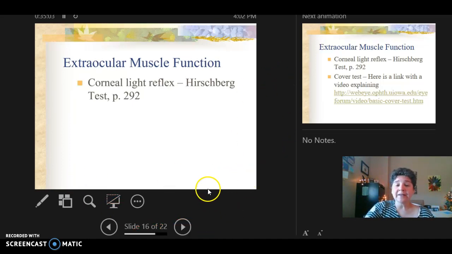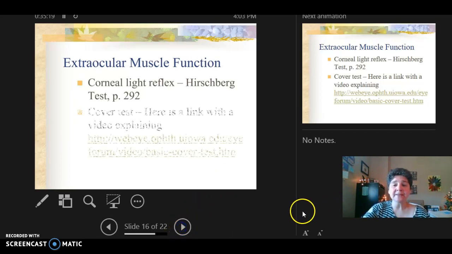So we'll do that in lab and it'll make more sense when you see it, but that's the corneal light reflex. As long as the cornea is equal on both sides and there are no bulges or problems, you should be able to see that light reflecting equally in both eyes, or in the same spot in both eyes.